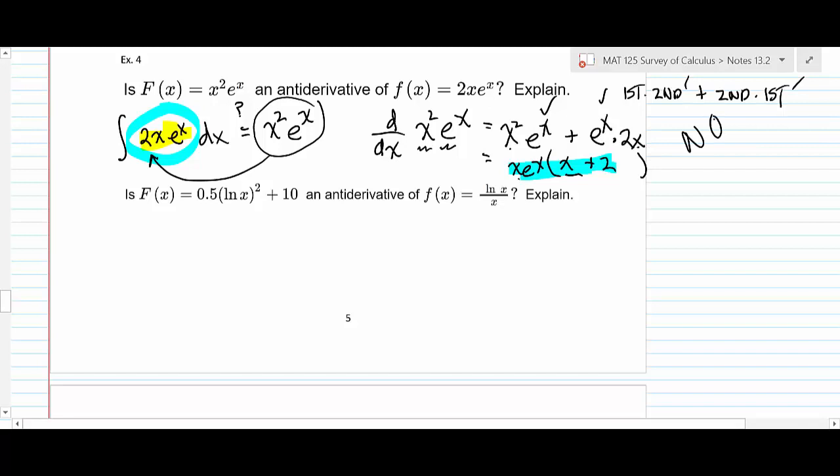What you guys want to get real solid as you're learning about integrals: when you get an answer to an integral, then the derivative of that answer would have to be the original function. That's what an antiderivative is. You're doing the opposite thing, okay?